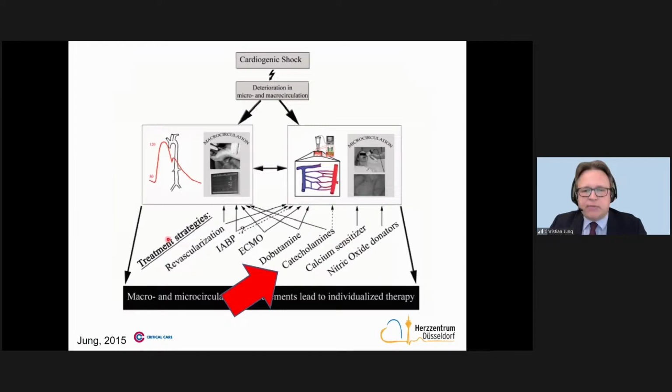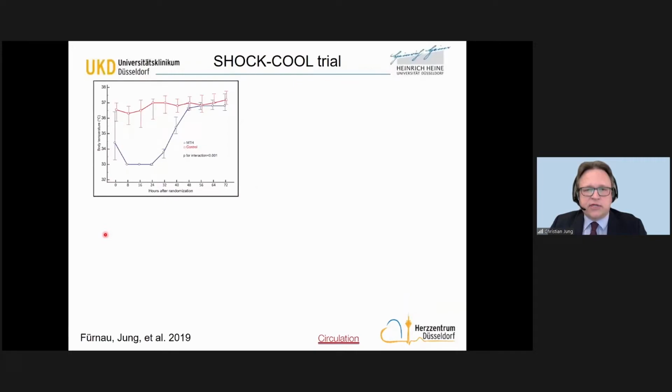As one example, I can highlight the catecholamines under these circumstances. You have heard the talk by Dr. Stubljanovic, who mentioned, for example, that epinephrine is not the first choice catecholamine in cardiogenic shock, since it also mainly affects the microcirculation with strong vasoconstriction, limiting organ perfusion. So this is of crucial importance, thinking about the microcirculation.